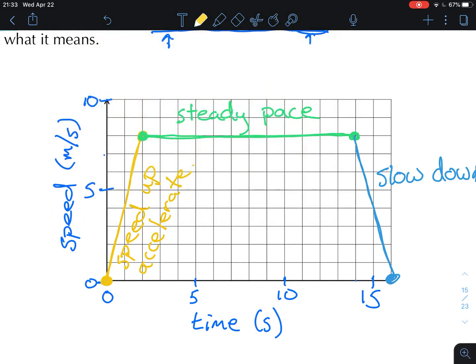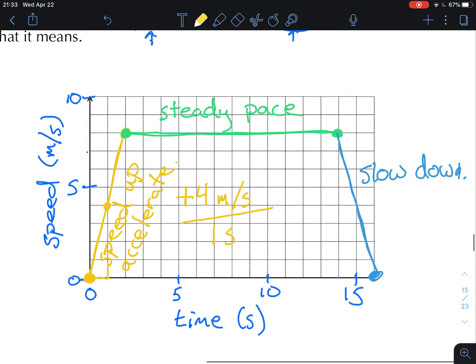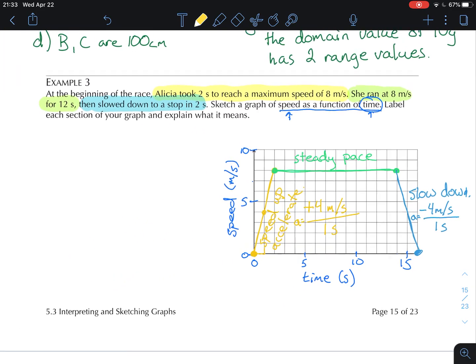Now, both of these, the speed up acceleration phase and the slow down deceleration phase, both have rates of acceleration. In the first section where she's speeding up, she's accelerating plus 4 meters per second in every 1 second. Right, every 1 second, so start here, every 1 second she speeds up 4 meters per second. In the slow down phase, she's slowing down by 4 meters per second every 1 second. This is her acceleration rate.